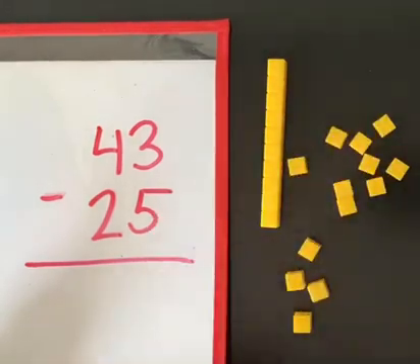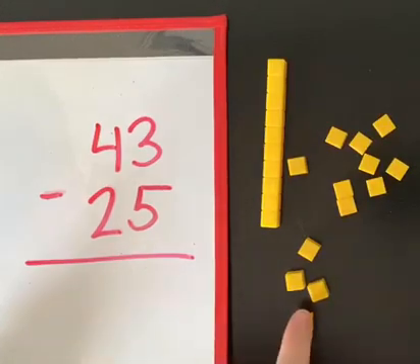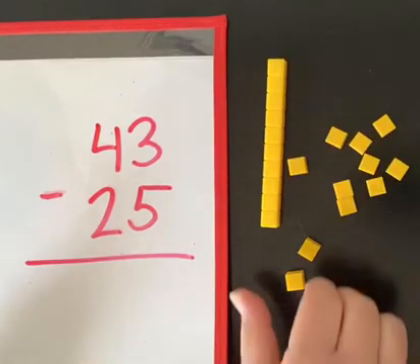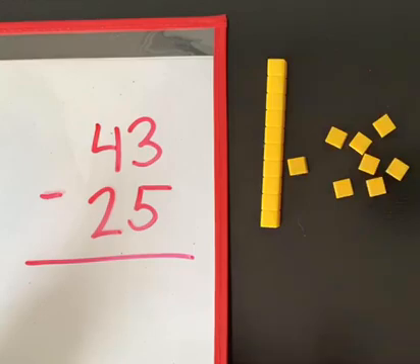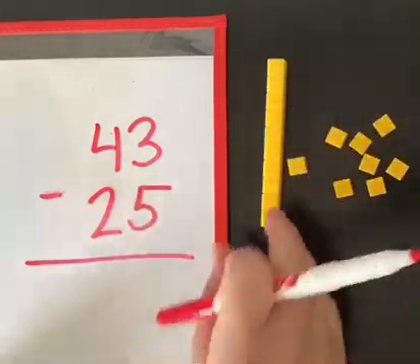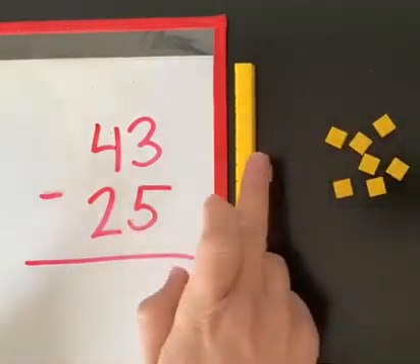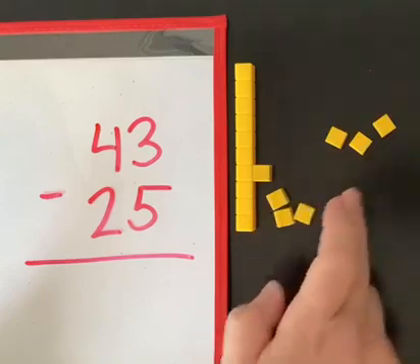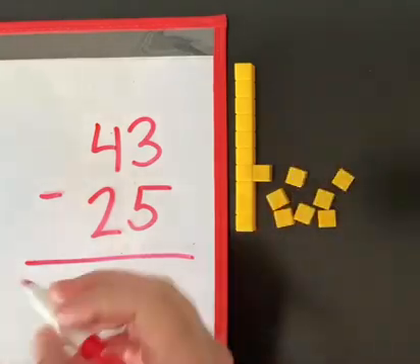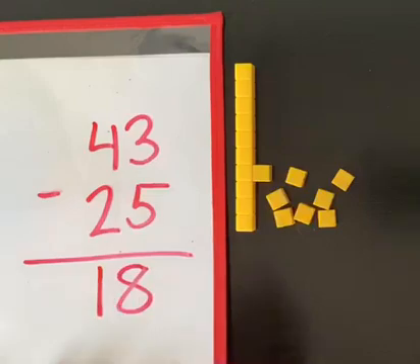So now I have plenty of ones to take away that extra 5. So I'm just going to take away 1, 2, 3, 4, 5. And now what's left is 10, 11, 12, 13, 14, 15, 16, 17, 18. And that is my answer. So for that one, we had to do something a little tricky. We had to borrow.